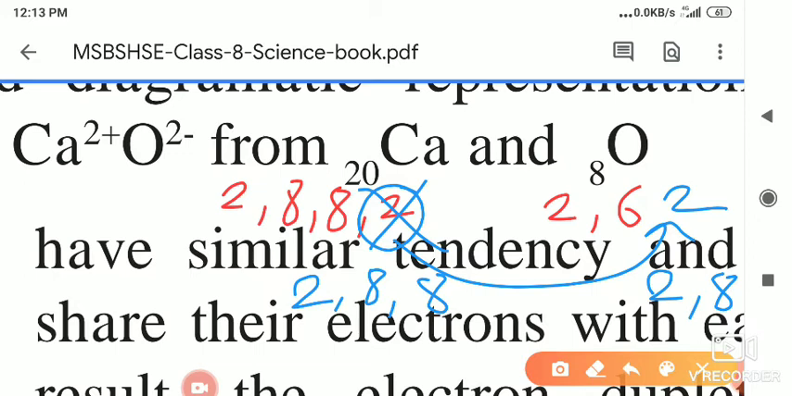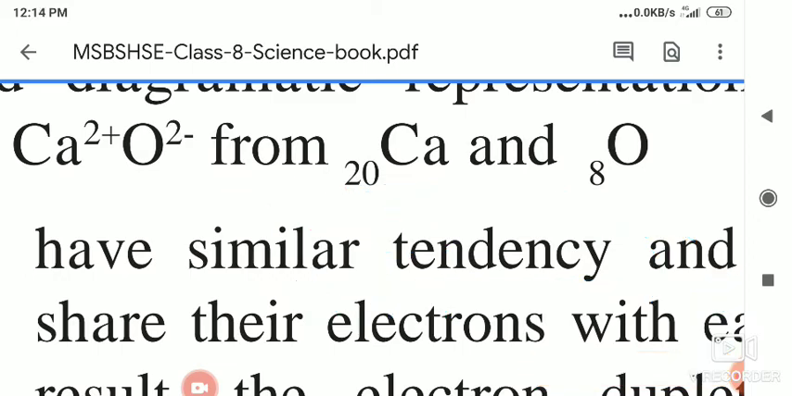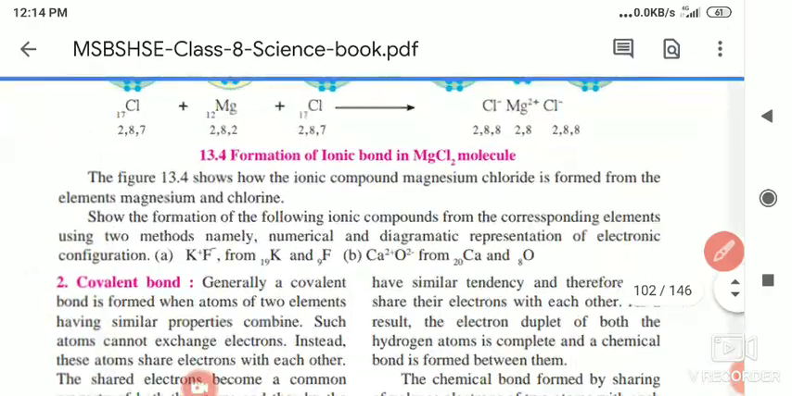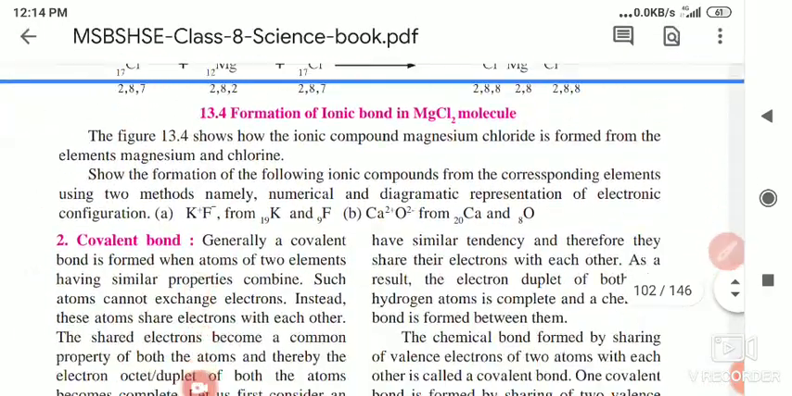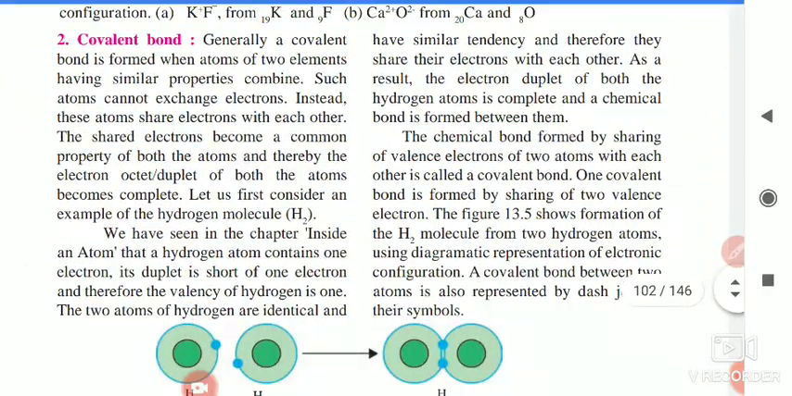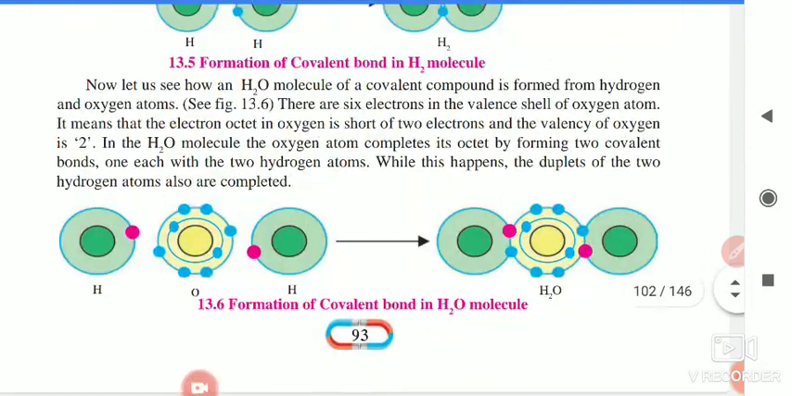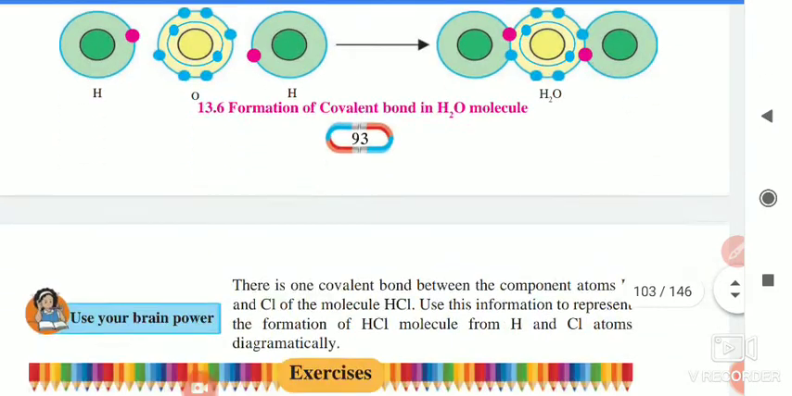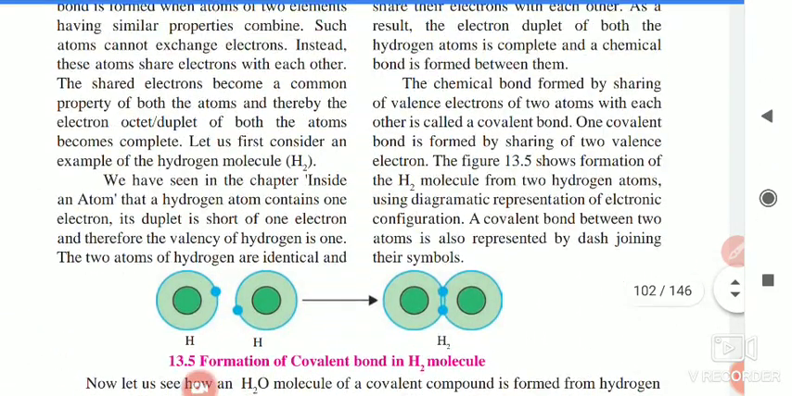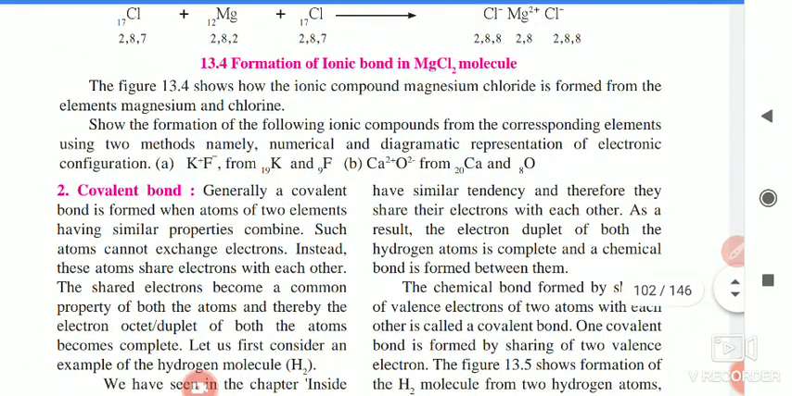You have to complete the diagrammatic representation the way I showed you, and send it to my personal number. So these kinds of bonds are called ionic bonds. Understood? Now the next type is the covalent bond. It is a very big part, and in half an hour we will not finish. We will take it in detail, we will discuss it tomorrow.